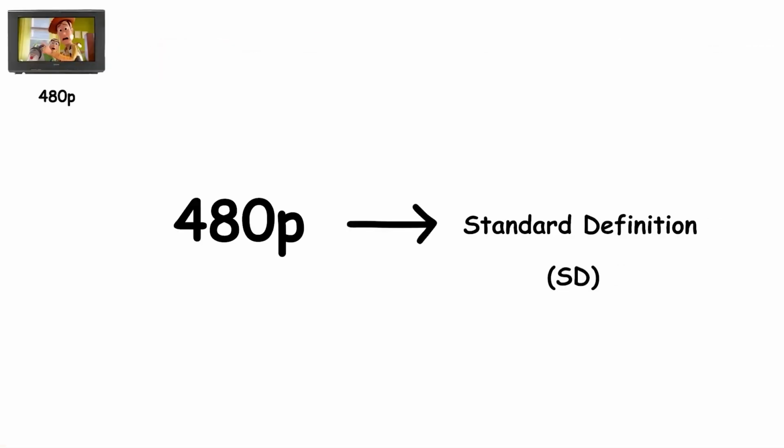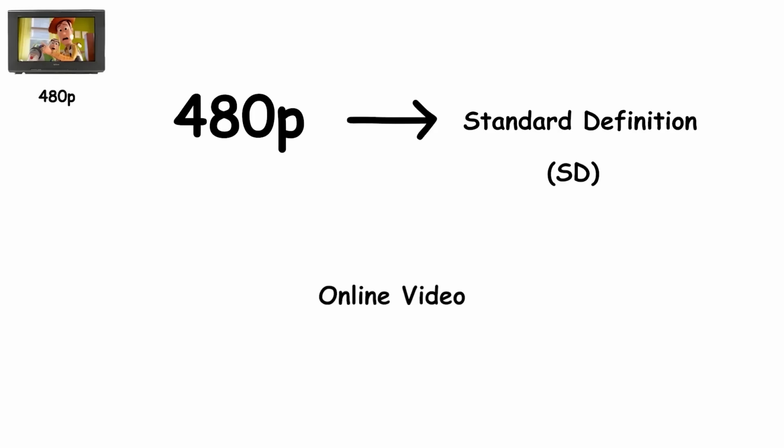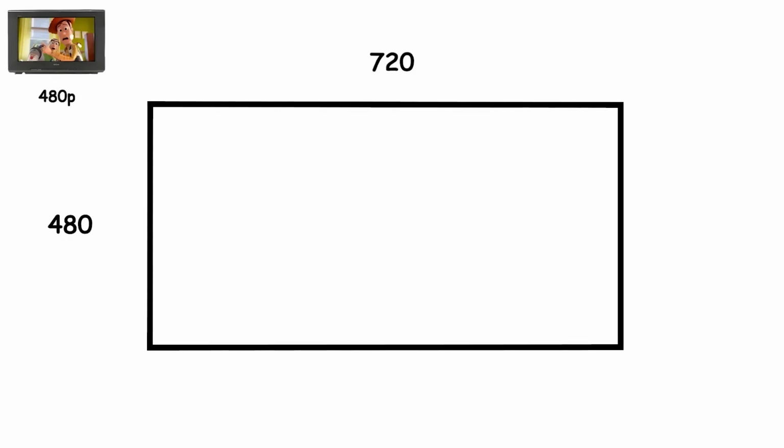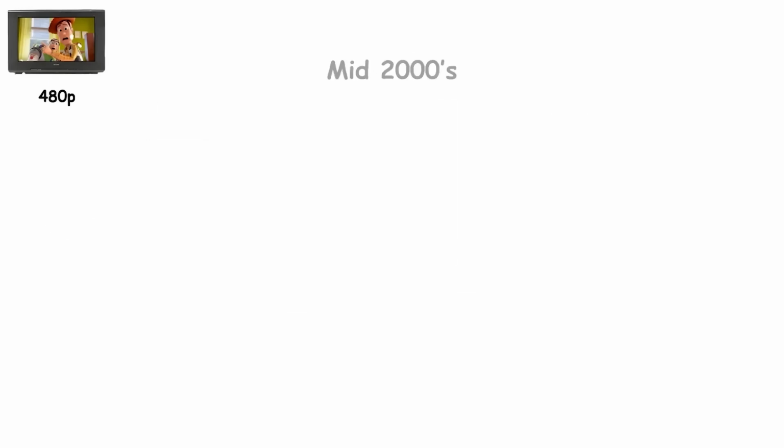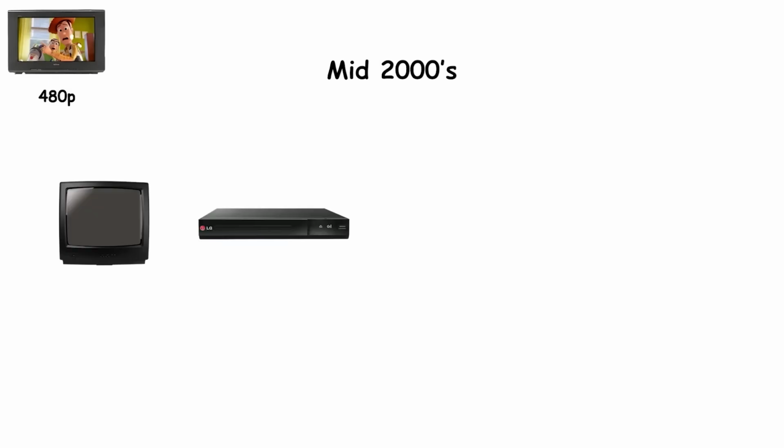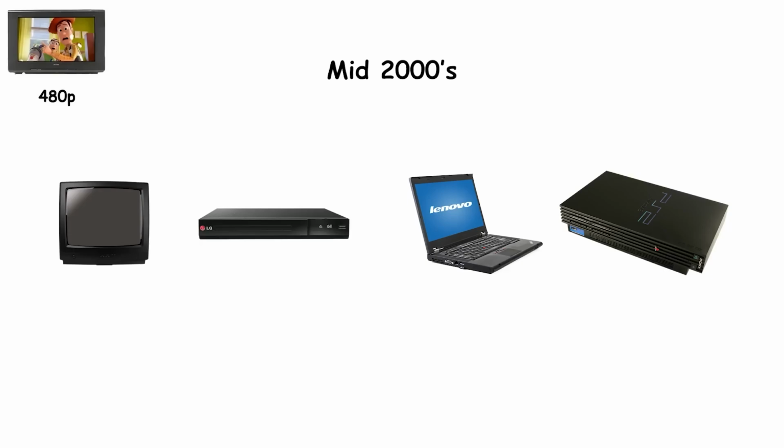480p. 480p, also known as Standard Definition or SD, was the resolution that finally made online video feel usable instead of experimental. With a resolution of 720 by 480 pixels, this was the early to mid-2000s standard for TVs, DVDs, budget laptops, and gaming consoles like the PlayStation 2. Compared to 360p, 480p felt like a huge upgrade. Faces looked clearer, movement was smoother, and most importantly, text became readable. You could finally watch a video without squinting or guessing what was happening in the background. It still wasn't sharp, but it was good enough that most people stopped complaining.